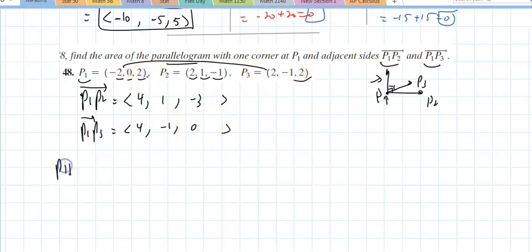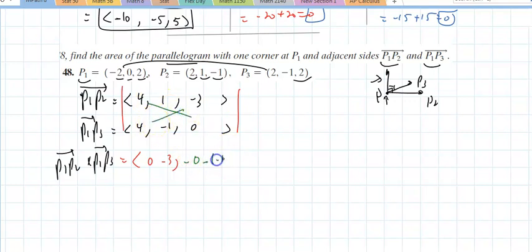And if I take P1P2 cross P1P3, well, what a coincidence. I'll just kind of put the lines right there and say, okay, the I is going to be 0 minus 3. The J will be a negative 0 minus a negative 12. And the K component will simply be a negative 4 minus 4. So I'm getting this to be a negative 3, a negative 12, and a negative 8.